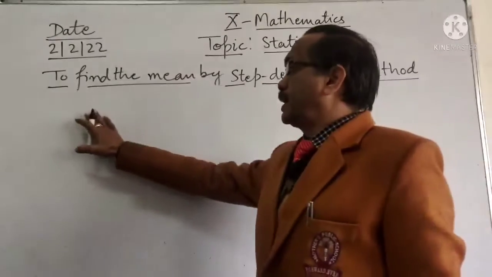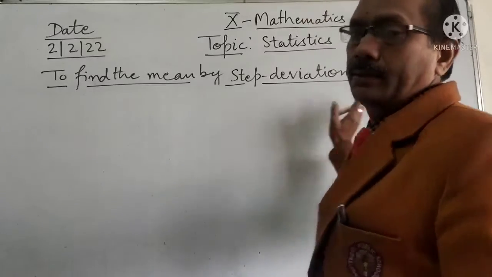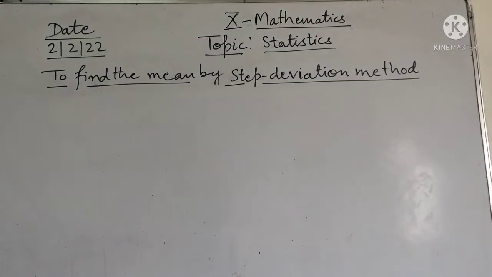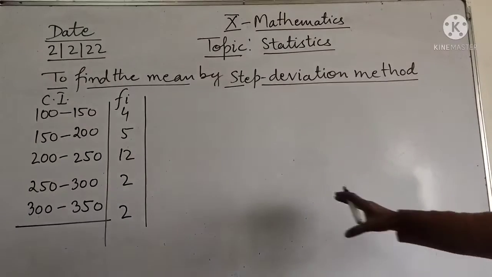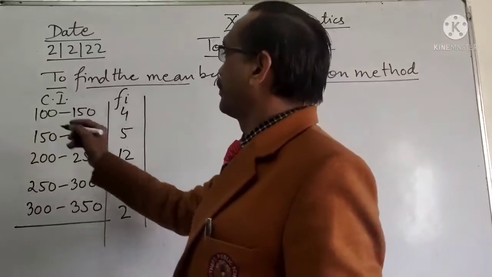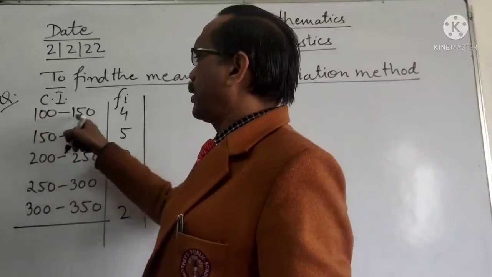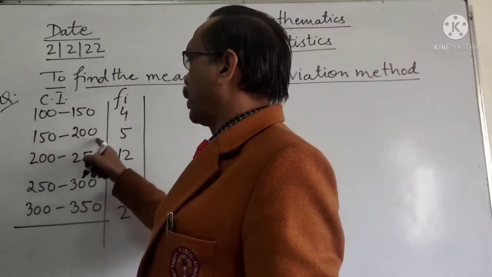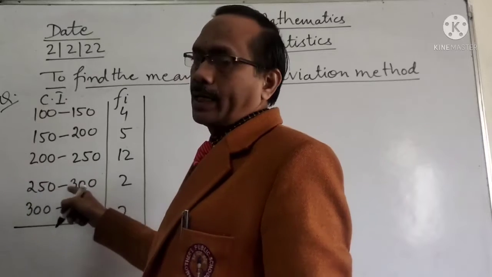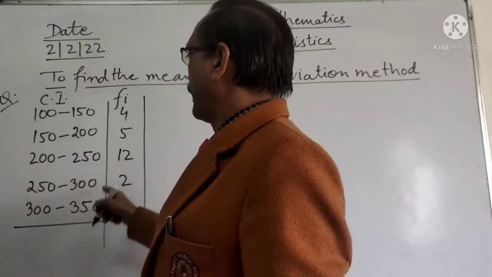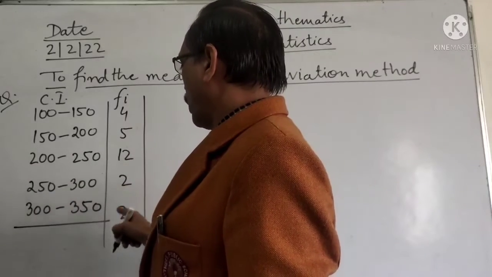Dear student, next is to find the mean by the step deviation method. Here the question is: class intervals 100 to 150, 150 to 200, 200 to 250, 250 to 300 and 300 to 350. Frequencies are 4, 5, 12, 2 and 2.